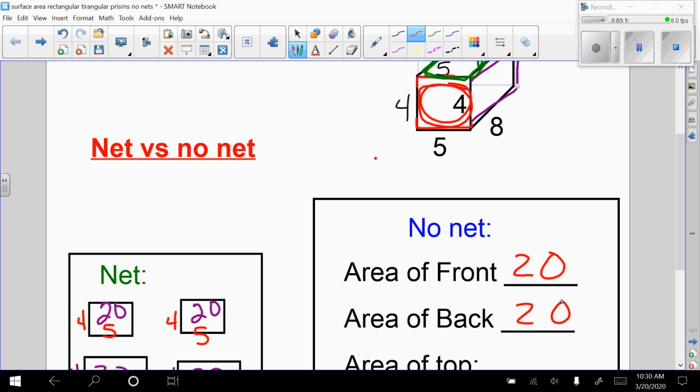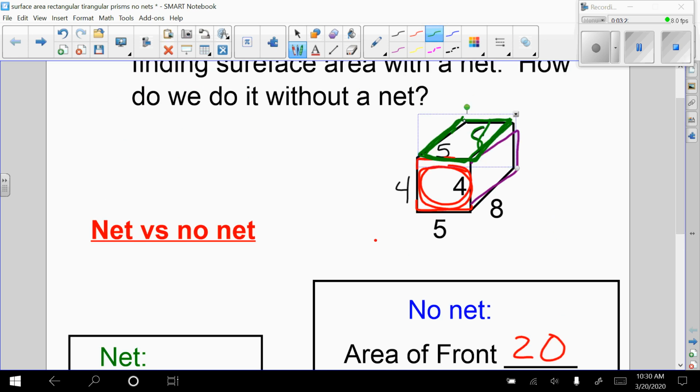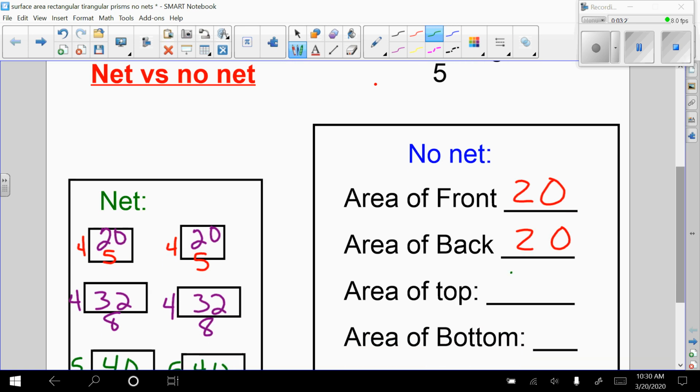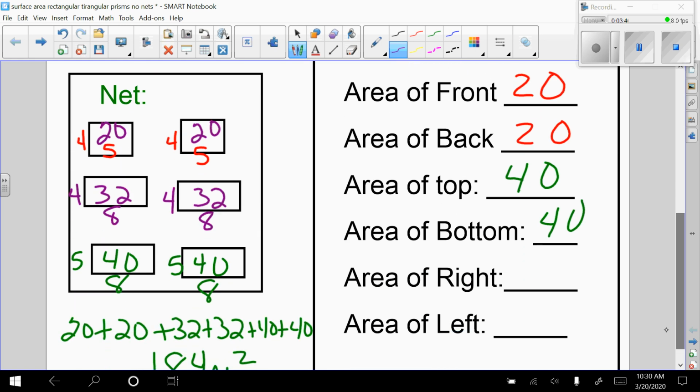Now, if we wanted to find the area of the top, remember, here is the top. So it's 5 by 8. 5 times 8 is 40. The top is 40. The bottom is 40. And then looking at the right and the left, here's the right. It's 8 by 4. 8 times 4 is 32. If the right is 32, the left is 32.